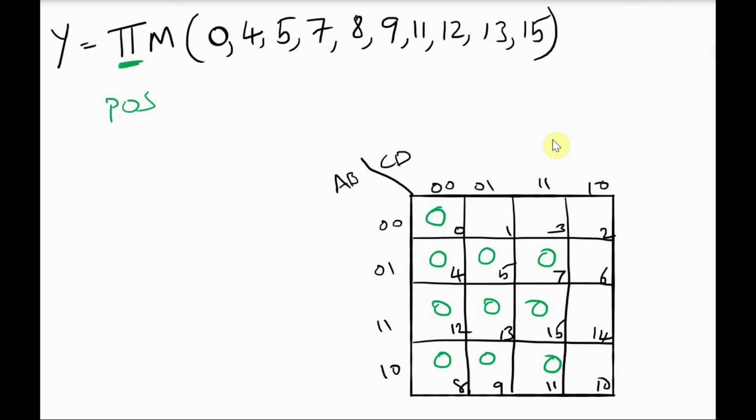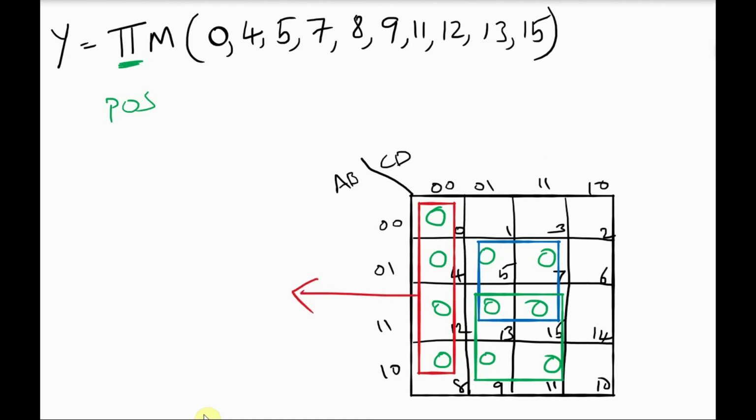And now we will start grouping it. So these 4 can be combined to form a group. We will choose another color. These 4 can be combined and these 4 can be combined. So total 3 groups. First we will find the value of the red group.